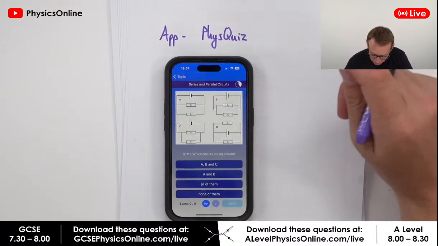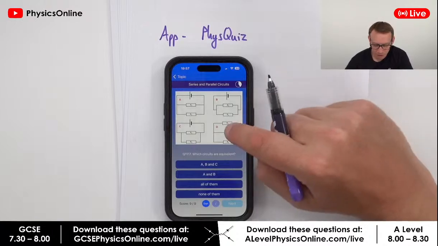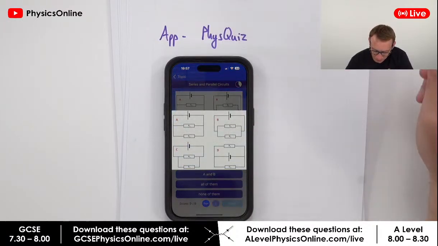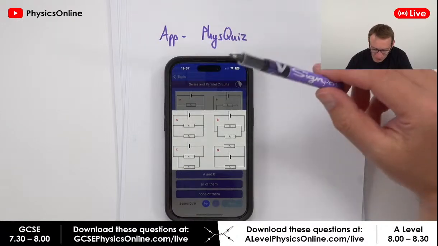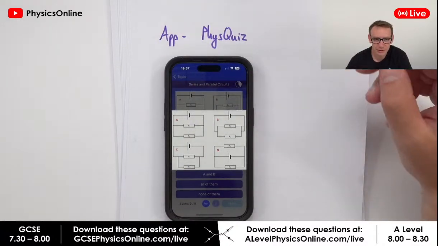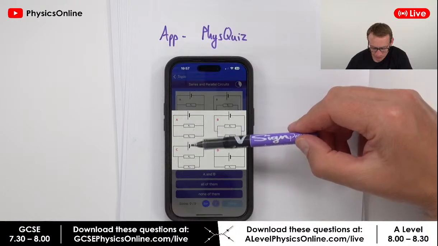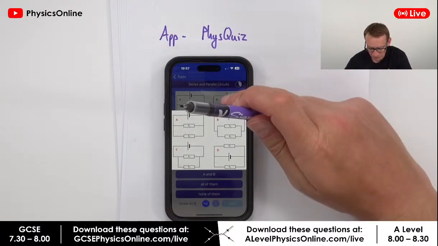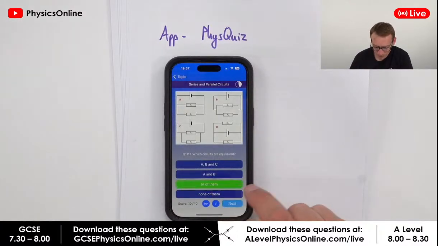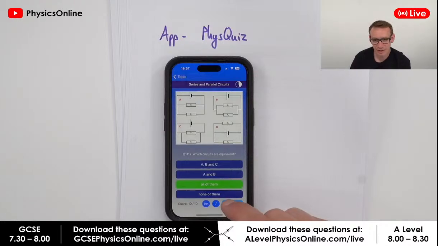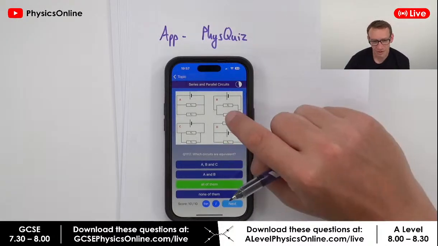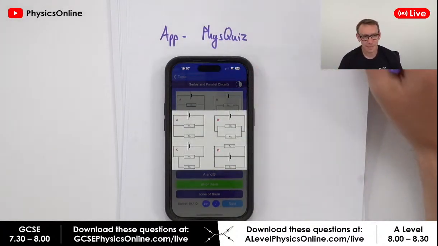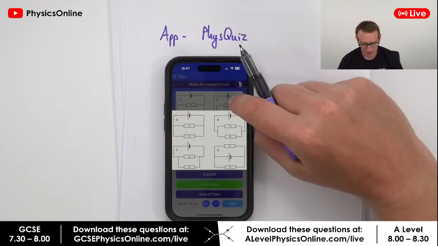Okay, right, which circuits are equivalent? Which of these circuits are the same? So we've got a couple of resistors, R1 and R2. We've got R1 and R2 in parallel in each one. So I would say all of them are the same. It's exactly the same. So A, B, C and D are all identical circuits. Let me just put that up on the screen again. Hopefully you can see that.